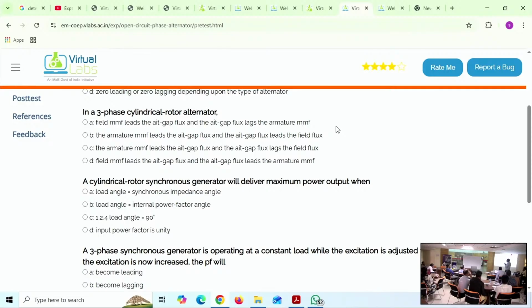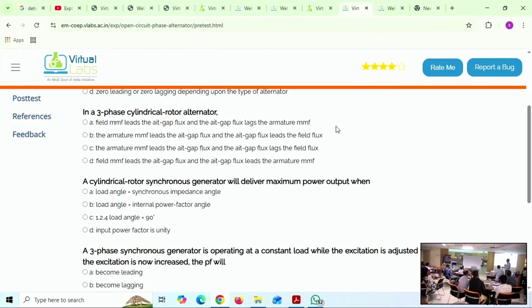No problem, we'll learn. See, field MMF leads the air gap flux and the air gap flux leads the armature MMF. As I talked yesterday, we are giving field excitation, it gets one MMF flux. Because of load connection, the armature gets one current, armature flux. How do these two interact, resulting in a torque?